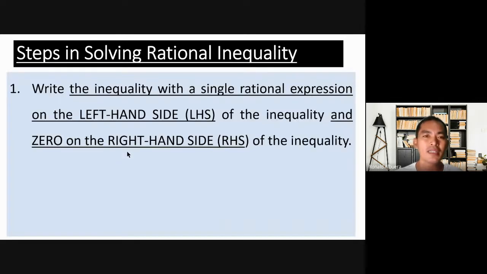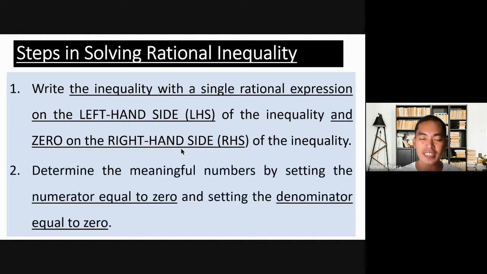Number 1, write the inequality with a single rational expression on the left-hand side of the inequality and 0 on the right-hand side of the inequality. Ang ibig sabihin, lahat ng terms na nasa right side ay ililipat sa left-hand side at gawin siyang single fraction. Only one fraction in the left side and 0 to the right side.